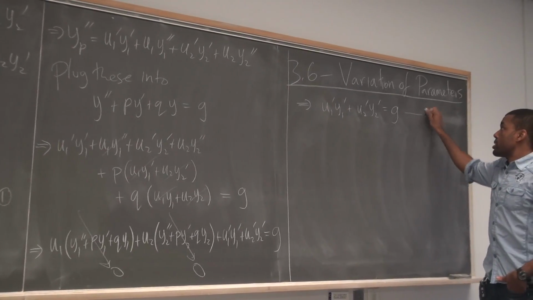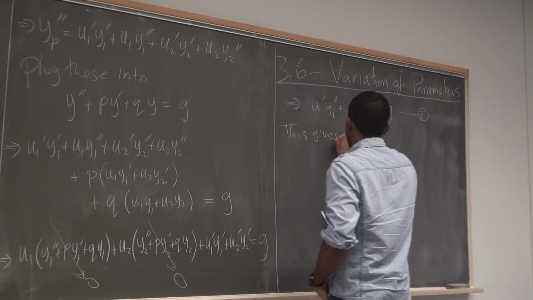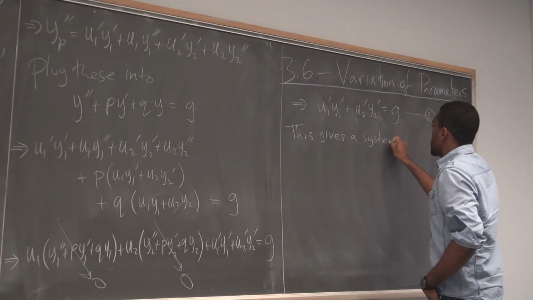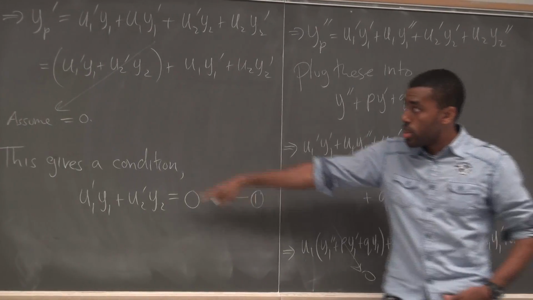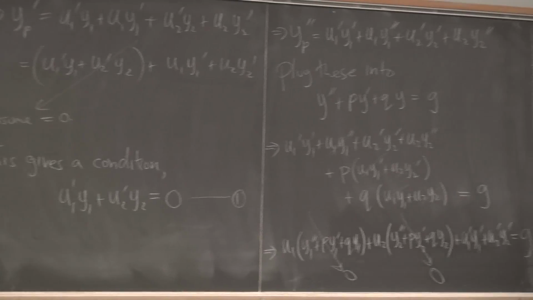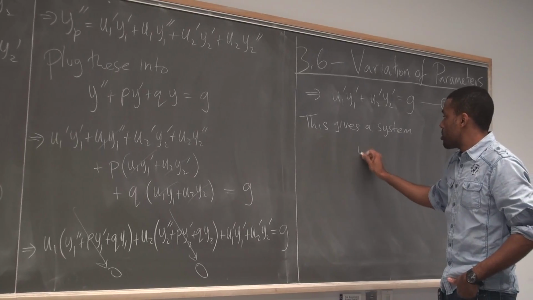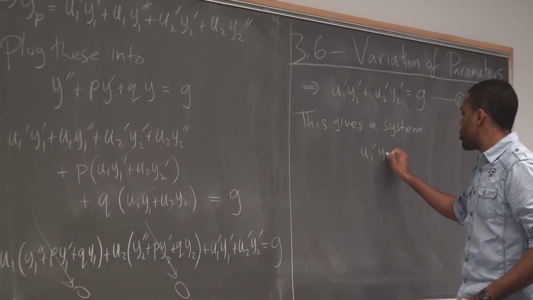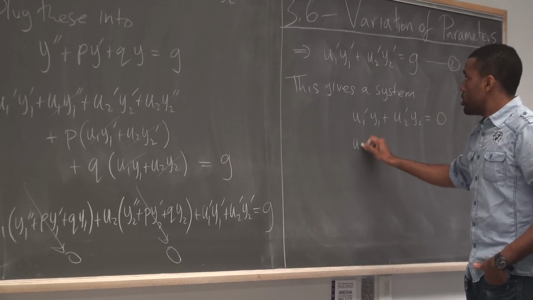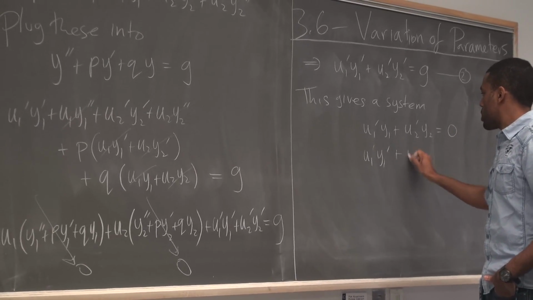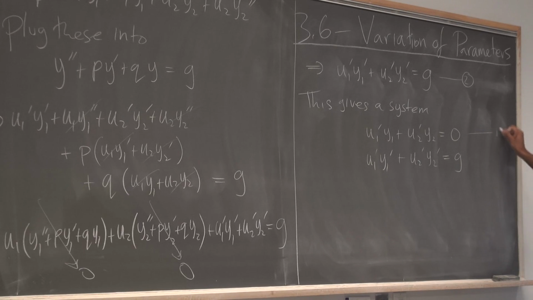Now let's call that my second equation. Which one was the first? This one here was the first. The equation I got as a result from making this assumption was my first equation. My second equation is this one that I got by plugging into the stuff. This gives us a system of equations: u1 prime y1 plus u2 prime y2 is 0, and u1 prime y1 prime plus u2 prime y2 prime equals g. So the system of equations.